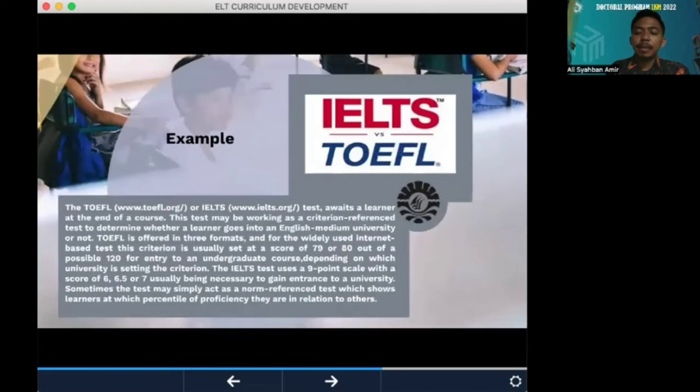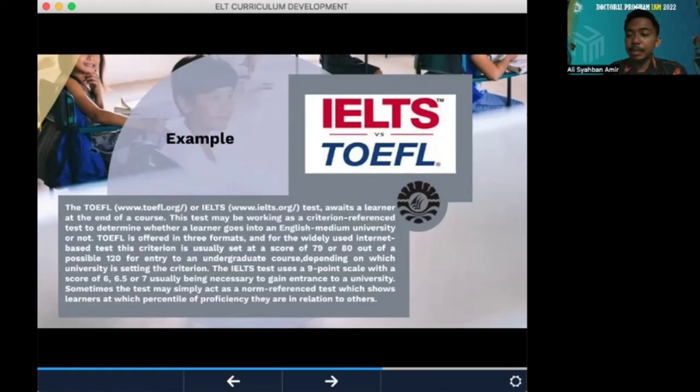And about samples, this is really familiar to us, IELTS and TOEFL. These two samples of language proficiency tests actually await all learners at the end of a course. This test may work as a criterion reference test to determine whether a learner goes into an English medium university or not.